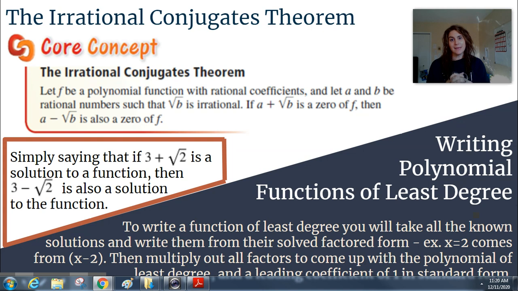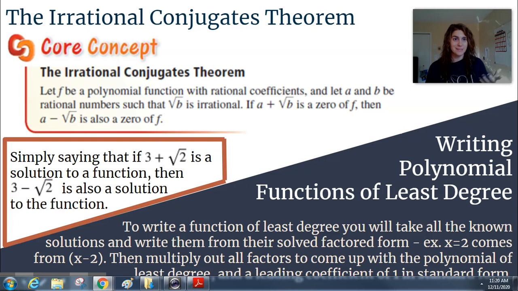So what we have to be aware of is that with irrationals, remember when you square root anything, you have a positive and a negative of it. So if they give me a plus square root of b, some complex number that's a plus square root of b, I have to make sure I also include a minus square root of b. Otherwise, I don't have all the solutions.